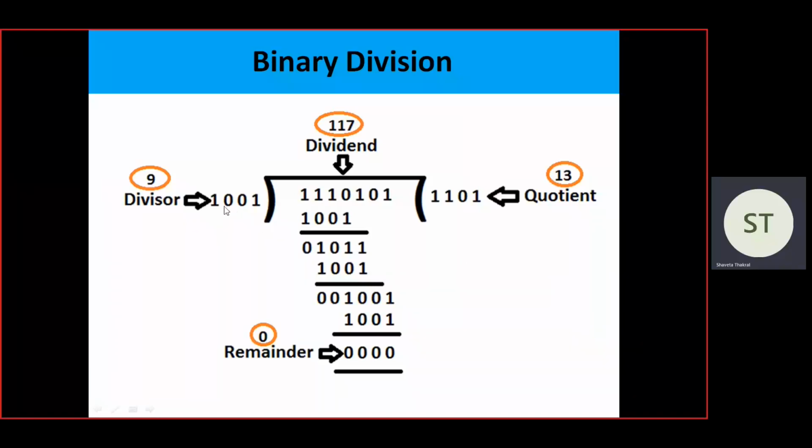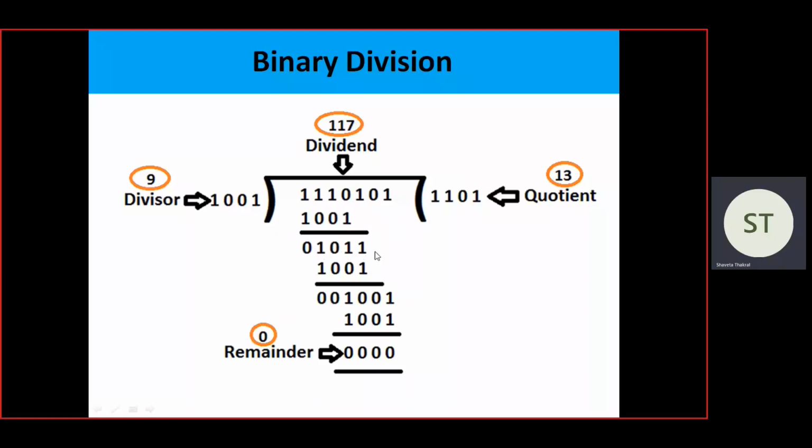So what we do: when 1110 is divided by 1001, the quotient will be 1, and we write 1001 here. This 1001 needs to be subtracted from 1110, as we have discussed in binary subtraction. So we can apply binary subtraction here. 0 minus 1 is 1 with a borrow requirement of 1. Then 1 minus 0 is 1, and 1 minus 1 is 0. Then 1 minus 0 is 1, and 1 minus 1 is 0.